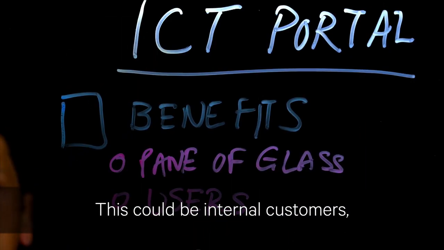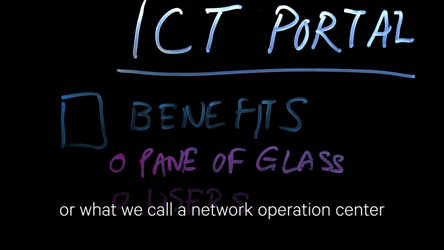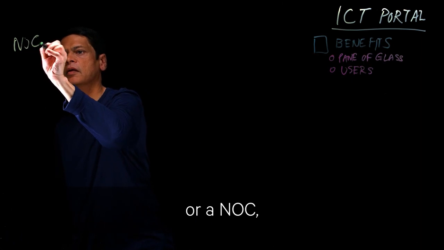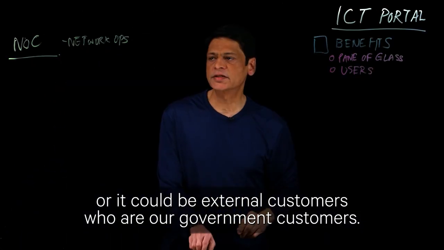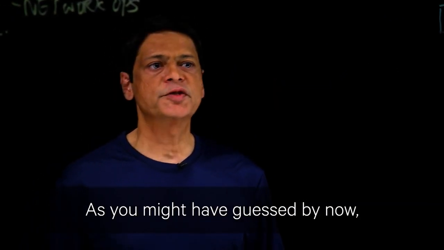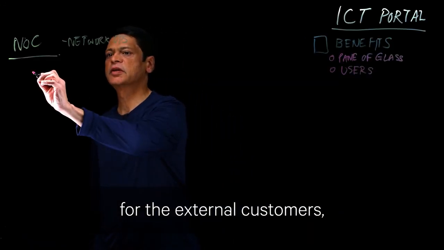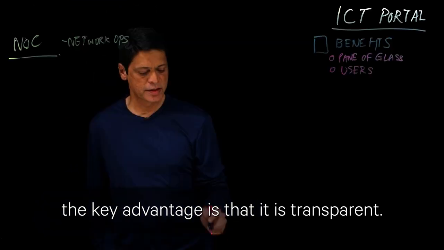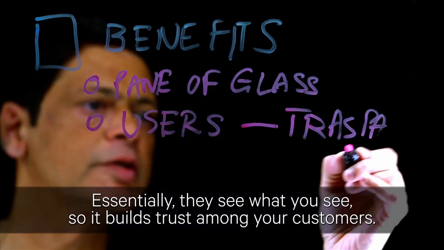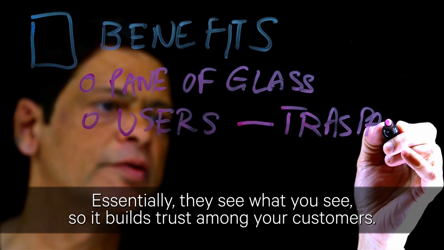This could be internal customers or what we call a network operations center or a NOC, or it could be external customers who are our government customers. As you might have guessed by now, for the external customers, the key advantage is that it is transparent. Essentially, they see what you see, so it builds trust among your customers.